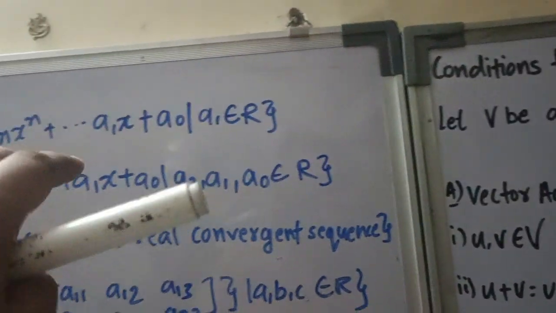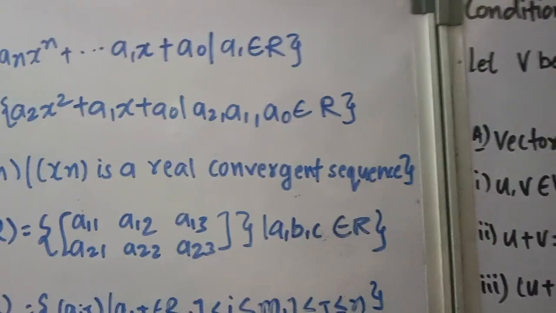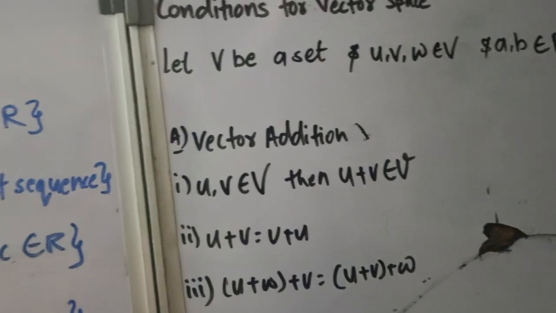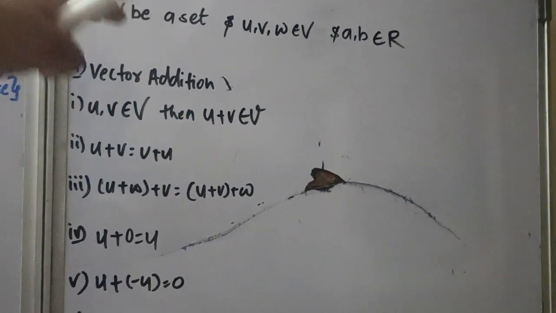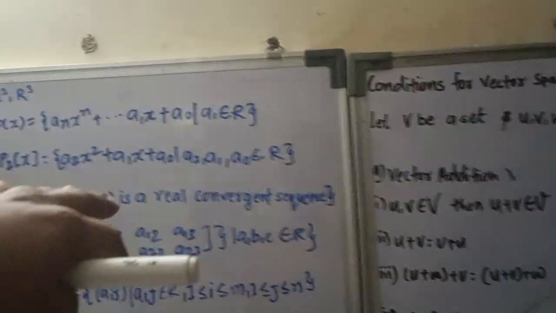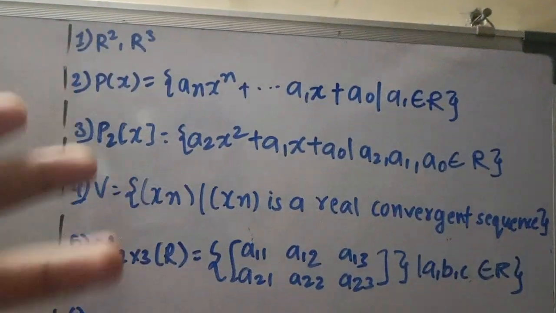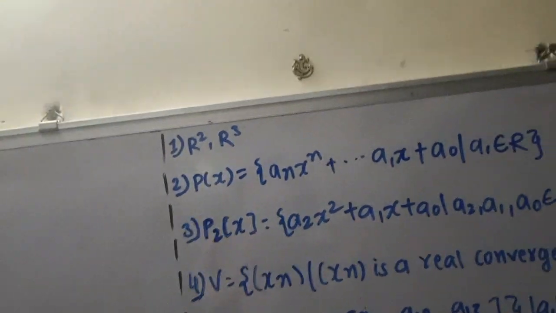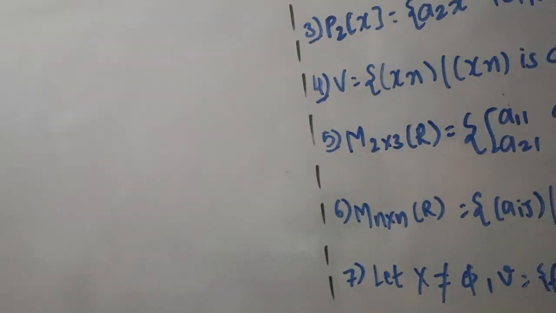Today we'll be solving some questions regarding vector spaces, and for doing so what we'll need are these conditions. These are the 10 conditions that should be satisfied by the structures given in the question itself, so as to state whether the thing that is given is a vector space or not. So without wasting any time, let's get started.